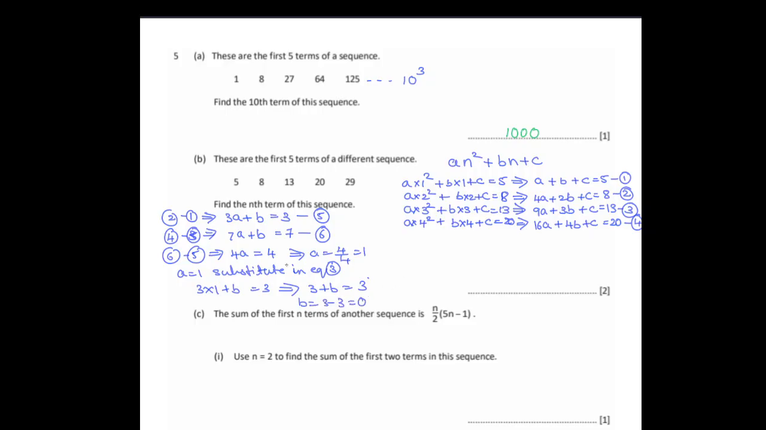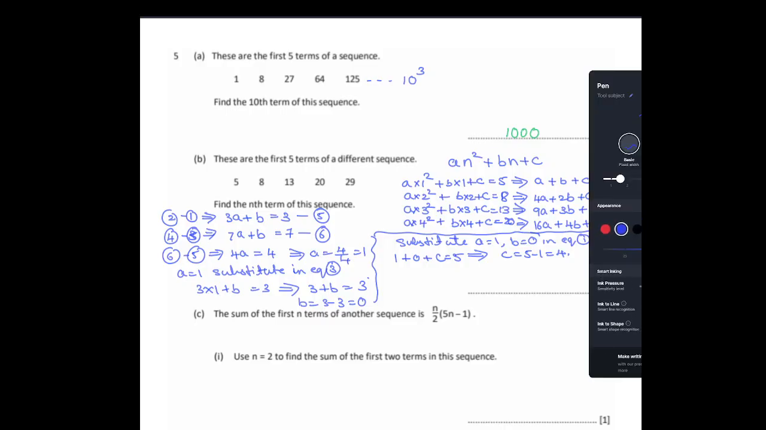Now take these two, a value, b value, in equation 1. Substituting a is equal to 1, b is equal to 0 in equation 1. We get 1 plus 0 plus c is equal to 5. So c will be 5 minus 1 is 4. So we got a value, b value and c value.